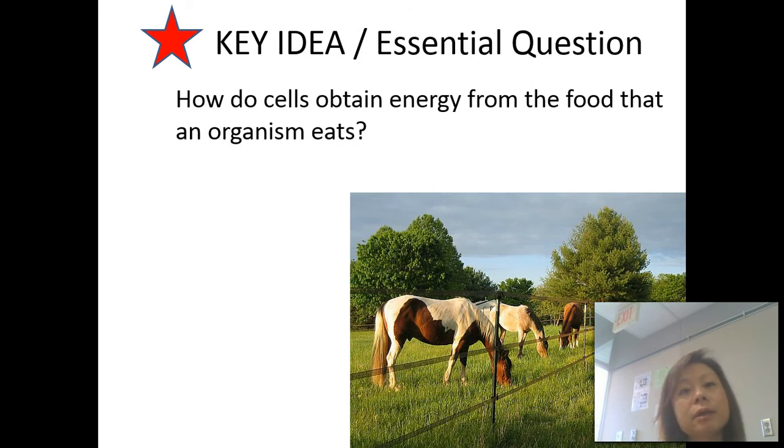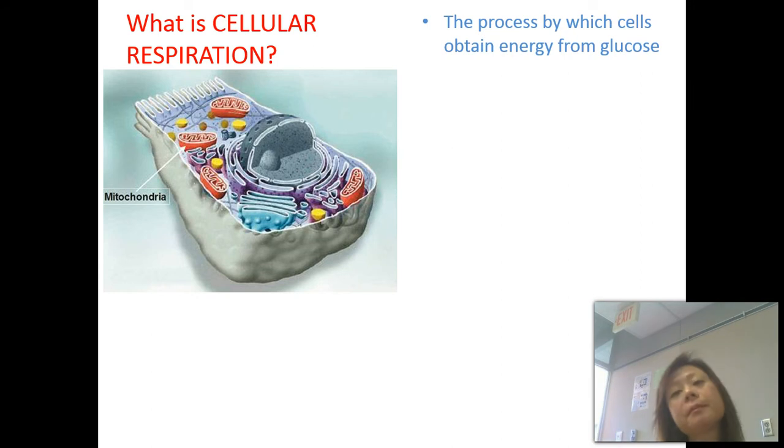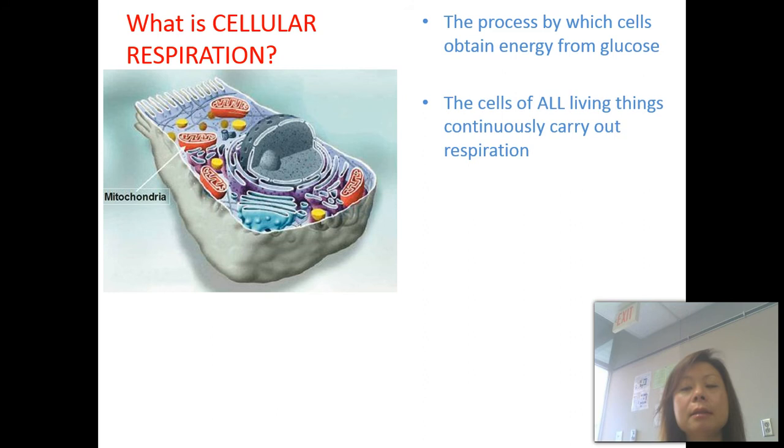The key idea or the essential question that we would like you to learn from this section is how do cells obtain energy from the food that an organism eats? They do it through cellular respiration. All cells continuously need to do respiration because they need energy constantly.